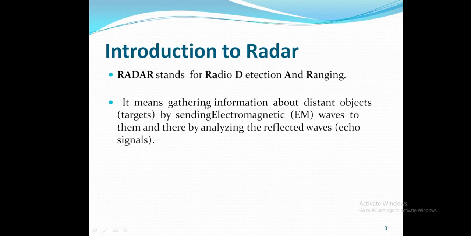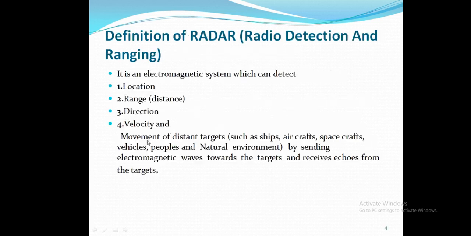So it means gathering information about distant objects, that means targets, by sending electromagnetic waves to them and thereby analyzing the reflected waves, that means echo signals. Or it is an electromagnetic system which can detect the location, range, direction, velocity and movement of distant objects, that may be ships, crafts, spacecrafts, vehicles, peoples and natural environments, by sending electromagnetic waves towards the target and receiving the echoes from the targets.